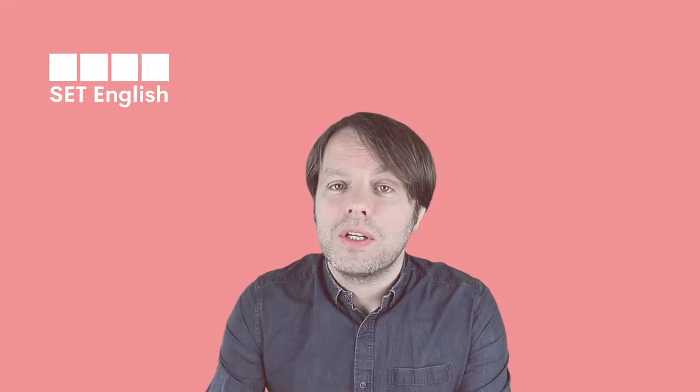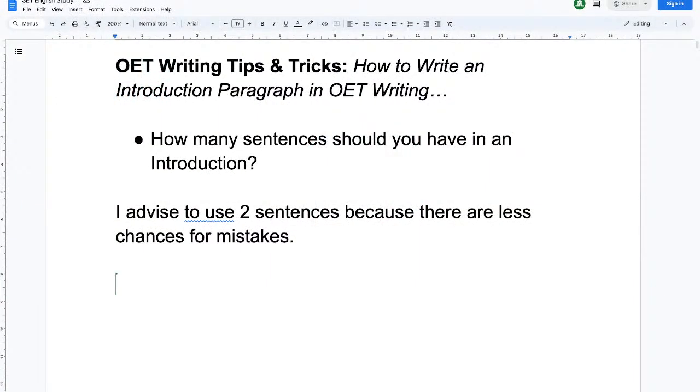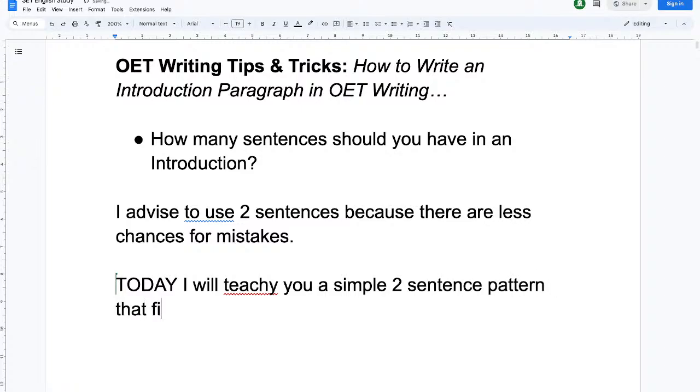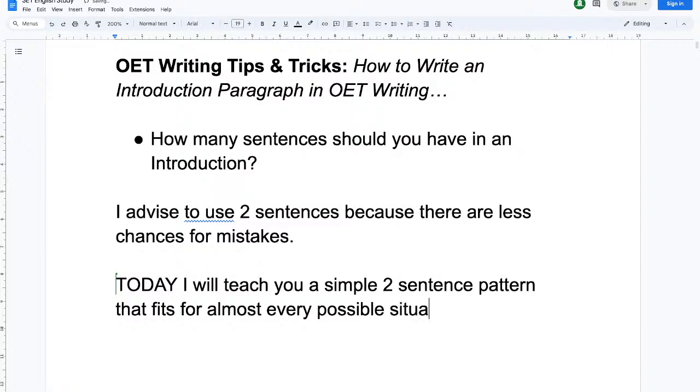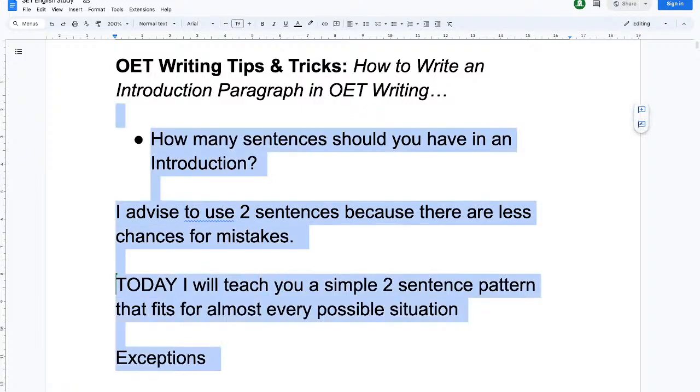So today I will teach you a simple 2-sentence pattern that fits almost every possible situation you can imagine. At the end of this class, I'll also talk about exceptions. There are a few small exceptions, and I'll talk about those at the end. Just to make this clear, I want to be very clear here.